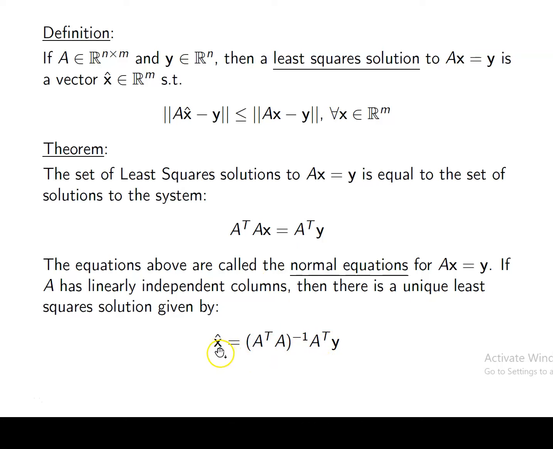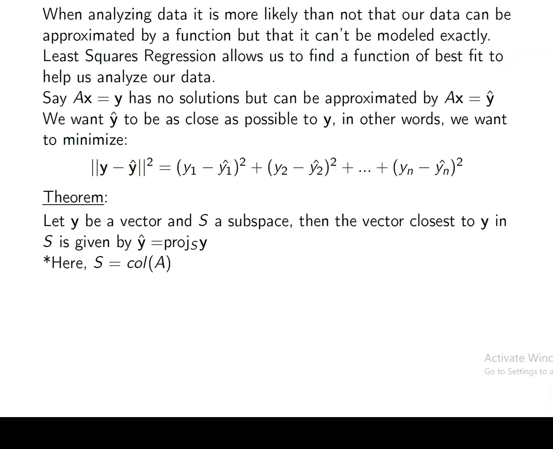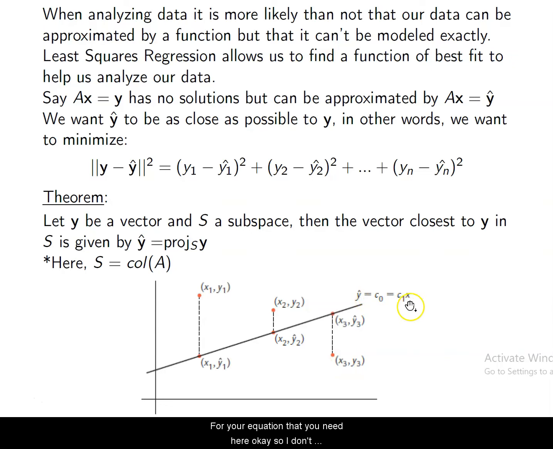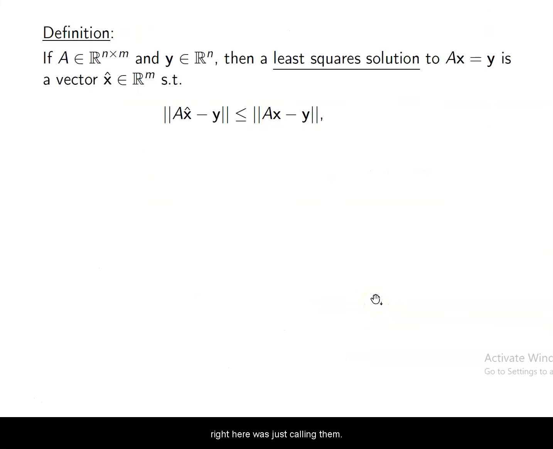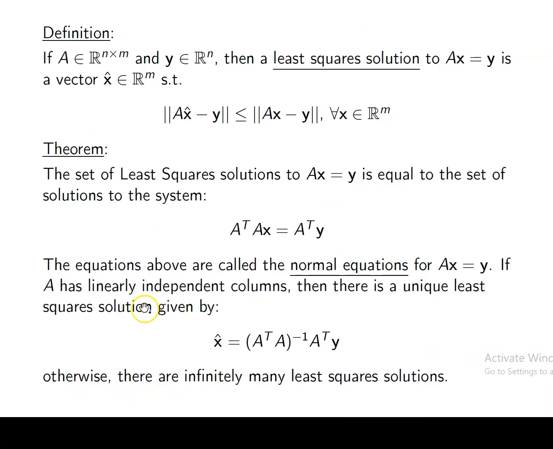So this will give you your coefficients basically for your equation that you need here. Okay, so I don't know why it says C naught equals. This should be C naught plus C1x. It'll give you basically the C naught and C1 values, right? Here we're just calling them x. Okay. So otherwise, meaning that if your A does not have linearly independent columns, you will have infinitely many least squares solutions. Okay. So let's do an example.